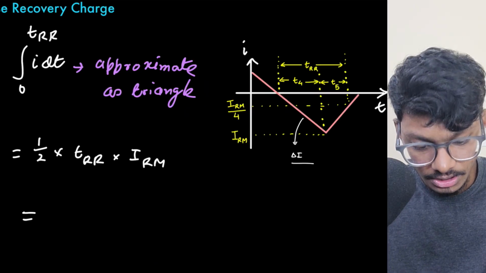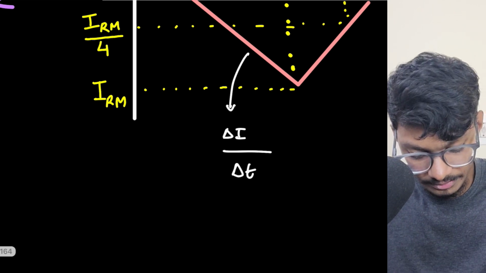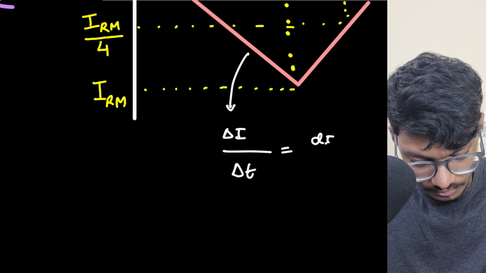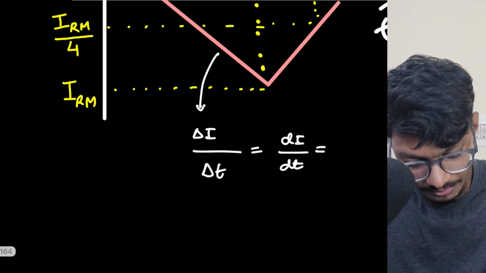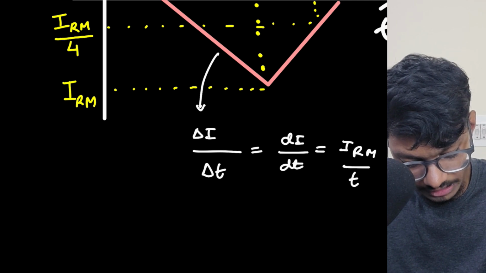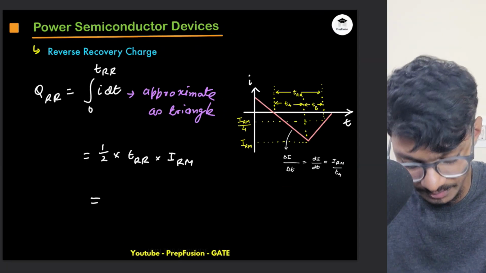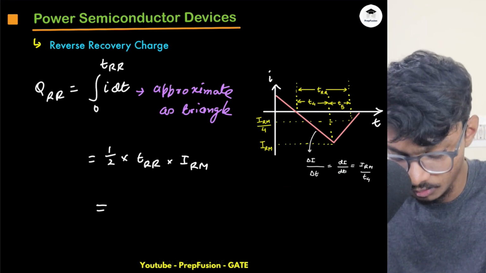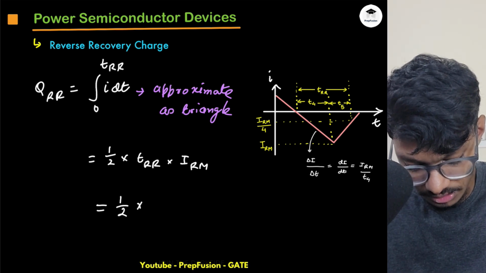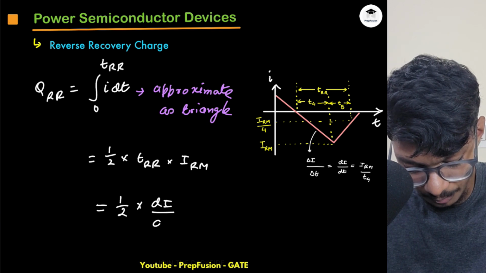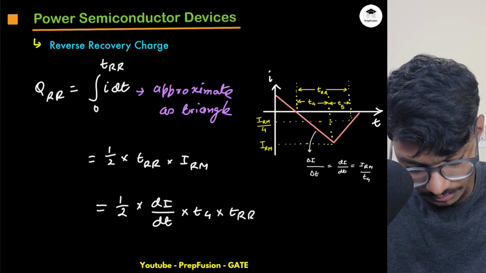So this is delta I by delta T. How else can I write it? This can be written as di by dt also. As this is a straight line, it can be written as IRM by T4 as well. So if I take this T4 here, IRM will be equal to di by dt into T4. I will replace it. There is a reason why I am doing this manipulation, and I will tell you. So this will be half times di by dt into T4 into TRR.